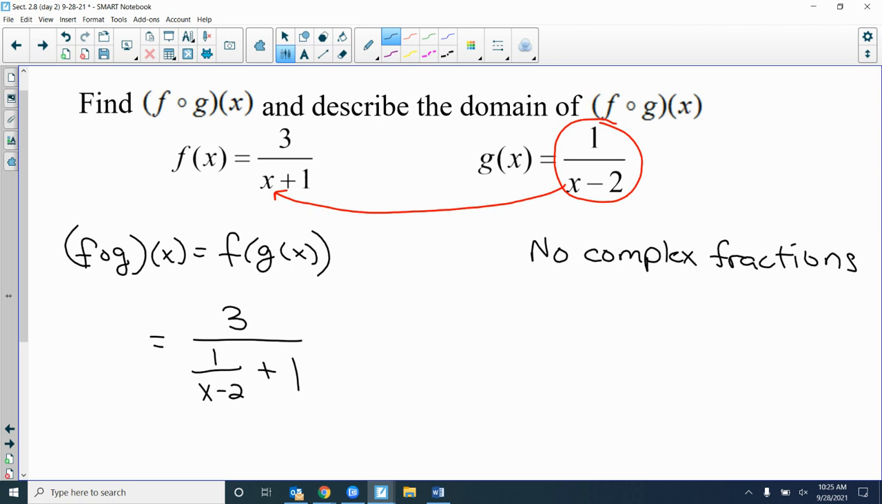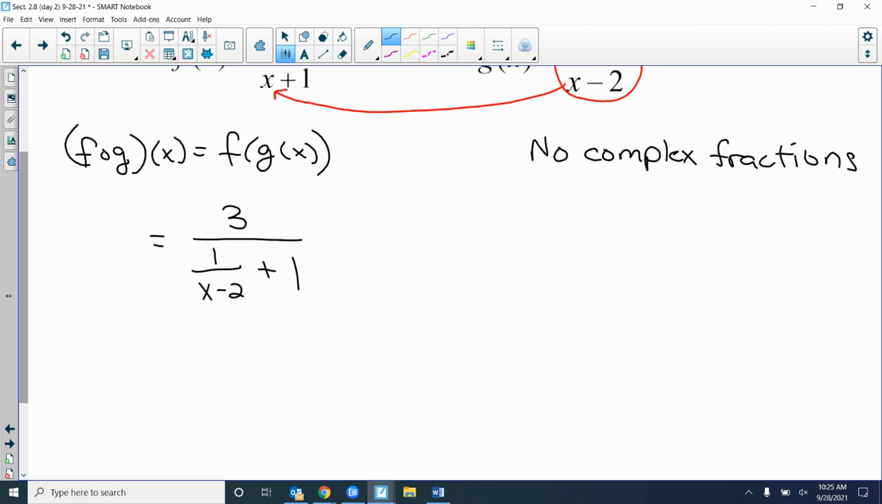All right, well, how do I simplify that mess? Okay, so in the denominator, you got to get a common denominator. Which is going to be what? If you want to, you can think of 1 as 1 over 1. So what does it have to be in that denominator? It has to be x minus 2.